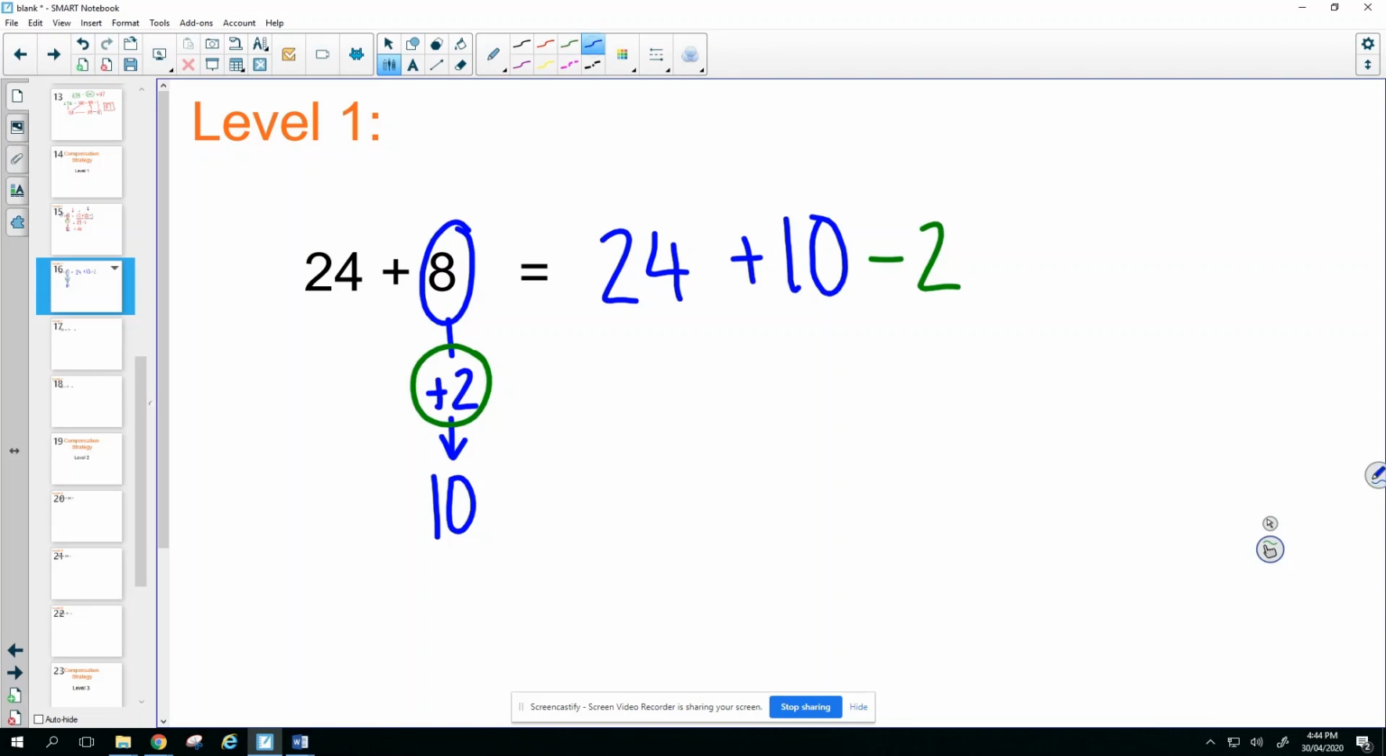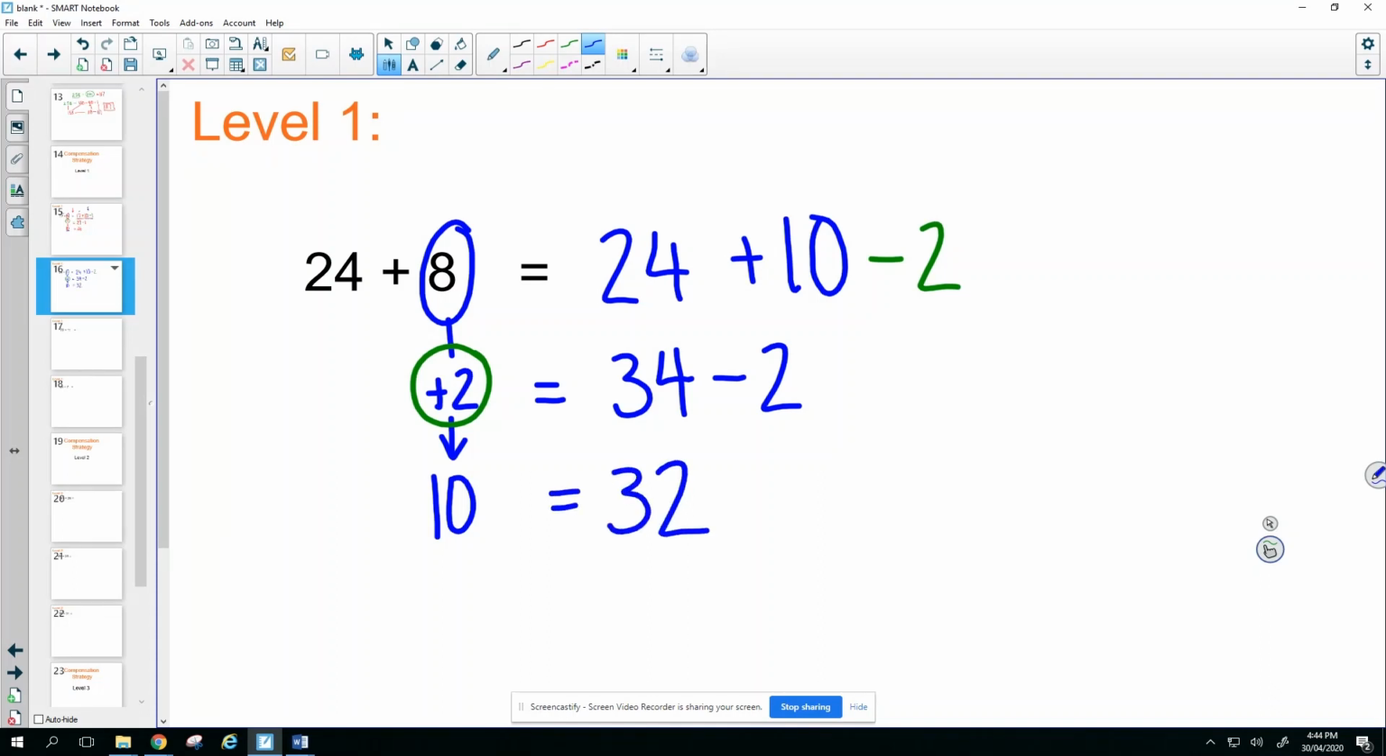I'm now going to continue on. I'm going to do my addition. I'm going to work with those 3 numbers. 24 plus 10 is 34. Nice and easy. 34, I've got to bring down my take away 2. 34 take away 2 is 32.